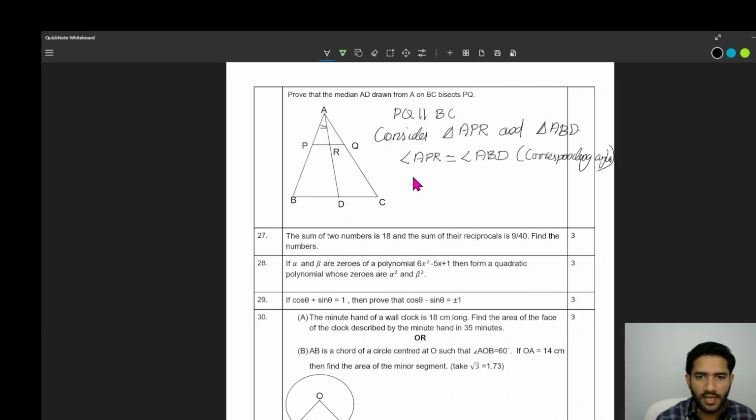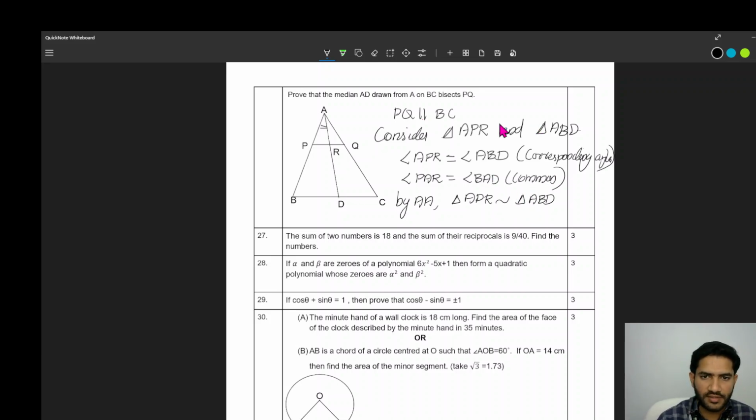Okay, corresponding angles are equal, and angle PAR equal to angle BAD, common angle. So that's enough for a similarity. So by AA similarity, we can say that triangle APR is similar to triangle ABD.